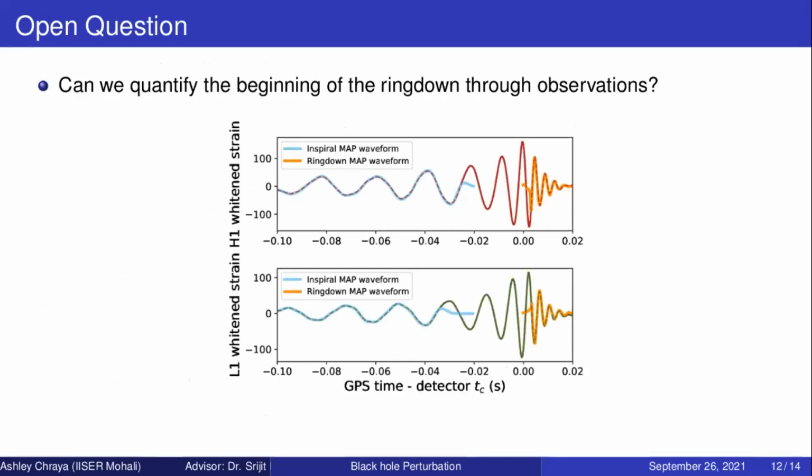Lastly, I would like to point out one open question. We have found our omega values, we have everything, but we don't know the initial time where we should start our observation. So the precise question is, can we quantify the beginning of the ring down through observations? This question has been in the literature for some years, and many are working on this.